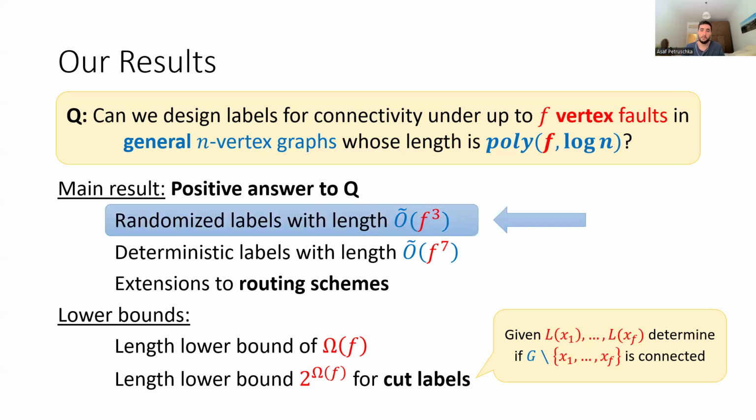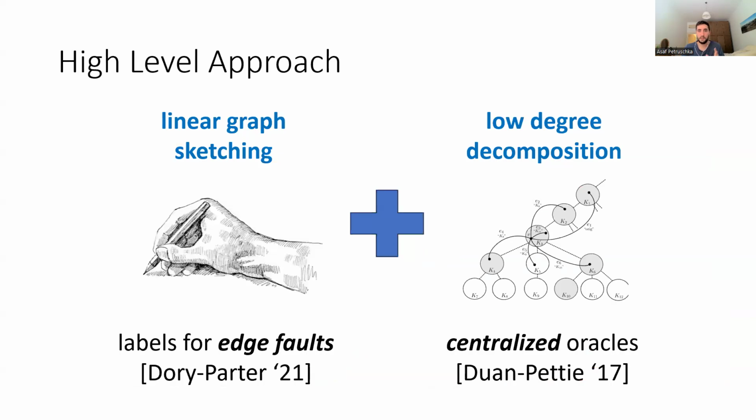Okay, so in the rest of the talk, I'll mostly focus on our main result, and this is the randomized construction of the labels and how it works. At the macro level, our approach is based on extending and combining two main techniques. The first is the linear graph sketching technique, which is applicable in many algorithmic contexts and was proven useful for labeling by Dory and Parter in their work on edge faults. And the second ingredient is the low degree decomposition, which is a technique that was developed by Duan and Pettie in the context of centralized oracles, which precisely aims to mitigate this degree challenge of vertex faults that was discussed before.